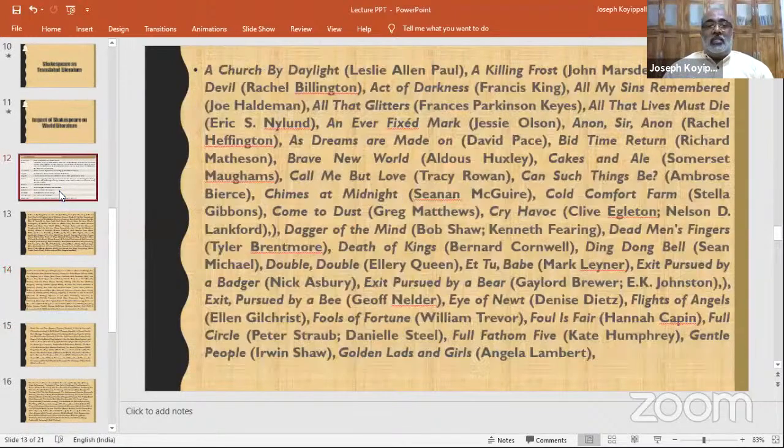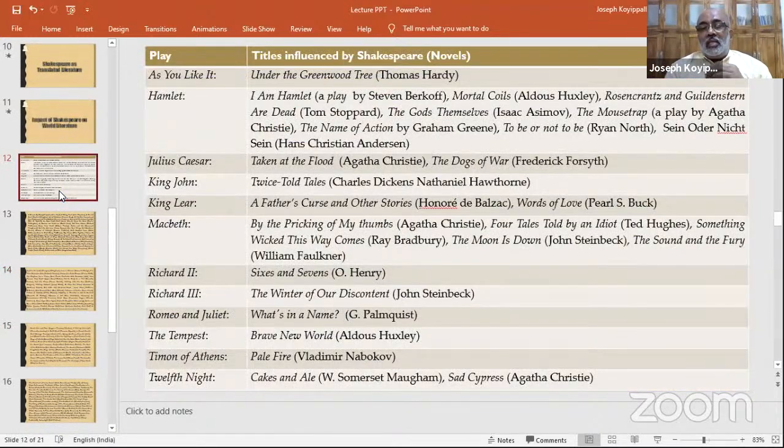So look at these plays. You will find the titles from Shakespeare, for example, from As You Like It. For example, Under the Greenwood Tree by Thomas Hardy. We know it's a famous novel, but it is a phrase from As You Like It. From Hamlet, we have so many titles. In Julius Caesar, so many titles. King John, King Lear, Macbeth. You can see the list of plays there.